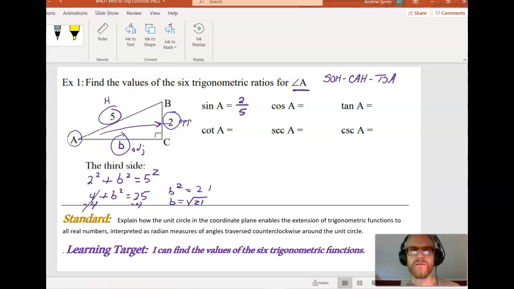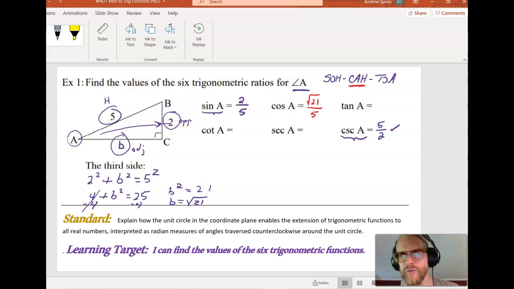Now, sine and cosecant, they are reciprocals. So if sine of an angle, if sine of A is 2 over 5, then cosecant of A is 5 over 2. Easy peasy. If you know sine, you can find cosecant. If you're looking for cosecant, find sine and flip it. Okay, so that takes us to cosine. Cosine is the adjacent leg over the hypotenuse. The adjacent is root 21, so we get root 21 over 5. So cosine is root 21 over 5.